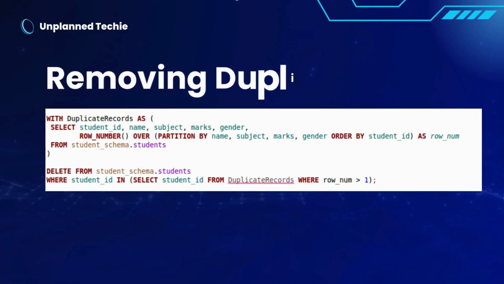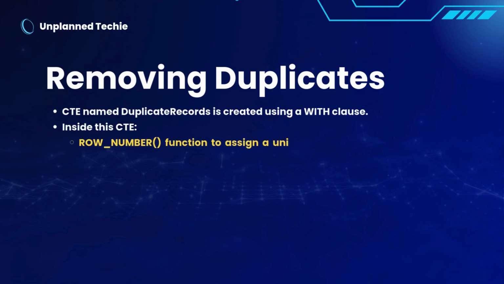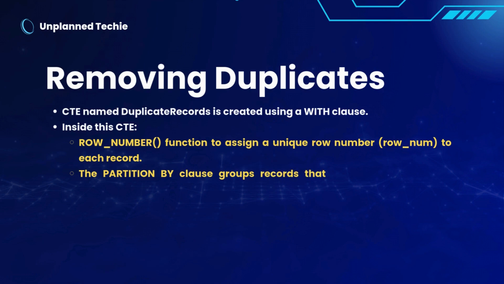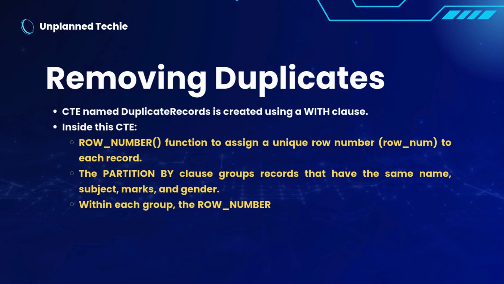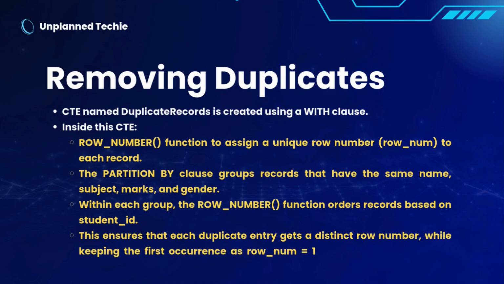Let us discuss our query in detail. The common table expression, CTE, named duplicate records is created using a WITH clause. Inside this CTE, we use the row number function to assign a unique row number, row num, to each record. The partition by clause groups records that have the same name, subject, marks, and gender. Within each group, the row number function orders records based on student ID. This ensures that each duplicate entry gets a distinct row number, while keeping the first occurrence as row num = 1 and marking subsequent duplicates with row num greater than 1.